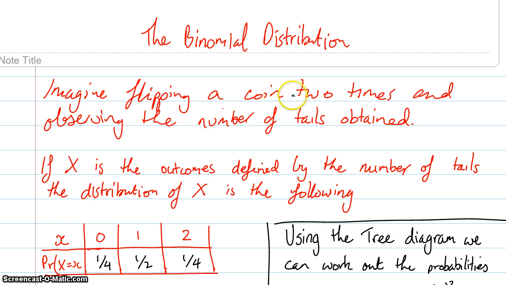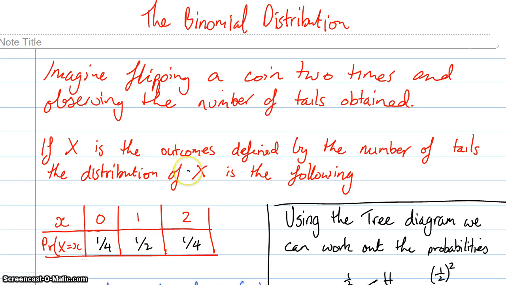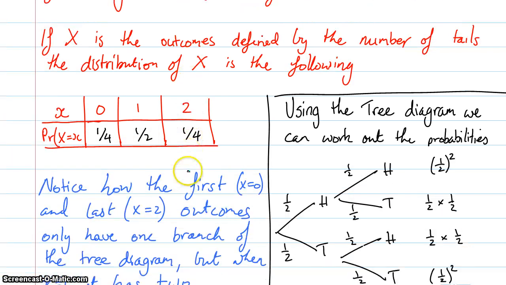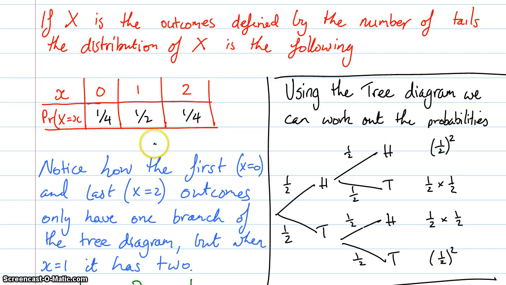Imagine flipping a coin 2 times and observing the number of tails obtained. If x is the number of outcomes defined by the number of tails, the distribution of x is the following. So x is 0 tails, 1 tail, or 2 tails after flipping it 2 times, and a quarter of the time you'll get 0 tails, a half the time you get 1 tail, and a quarter of the time you'll get 2 tails. You can use the tree diagram to work that all out, to prove all that, but I'll just assume that you believe me on that.